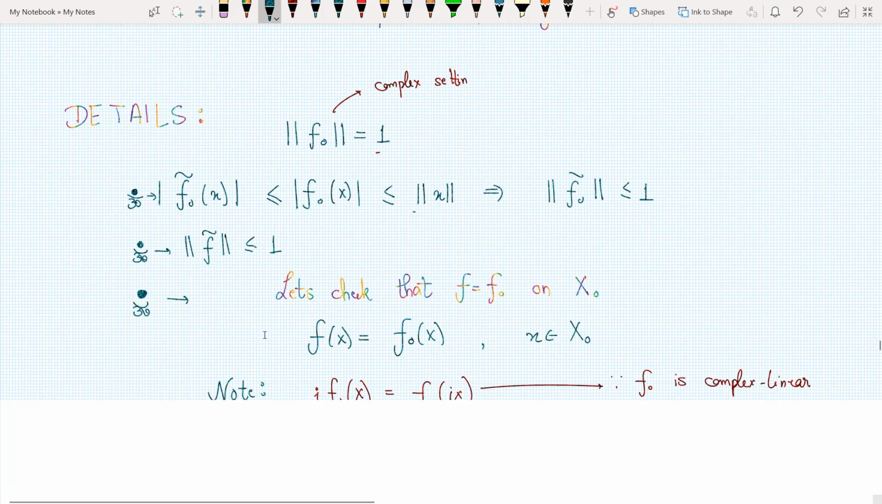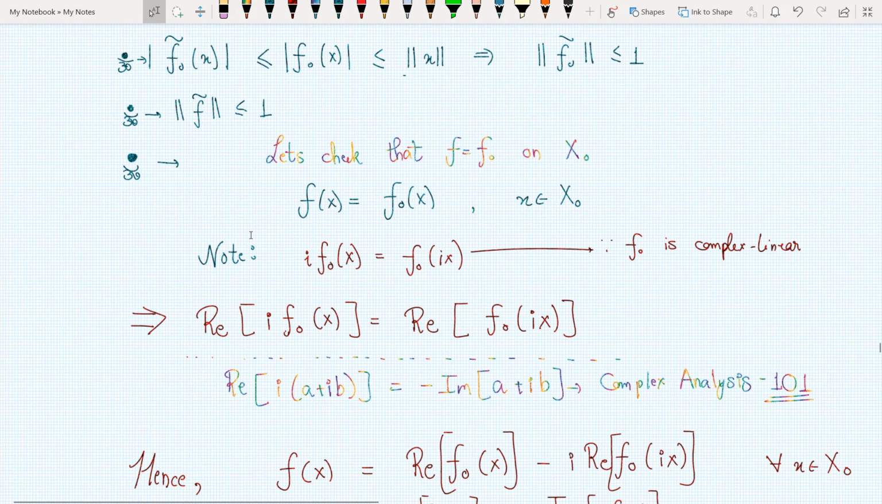Let's see. So I have that f of x is equal to f naught x for every value of x belonging to x naught. So I know that my f naught is complex linear, so I can multiply this iota inside. That's the condition for complex linear. If it's complex linear, you can multiply the complex scalar inside. Okay, and now I know that the real part of iota times f naught x, if I just do the real part on both the sides, it's just that. Just put the real part on both the sides.